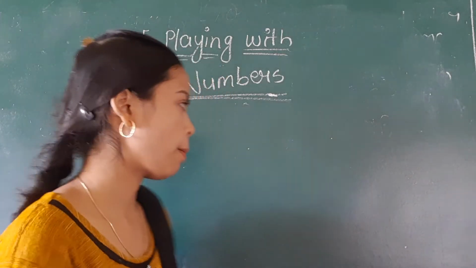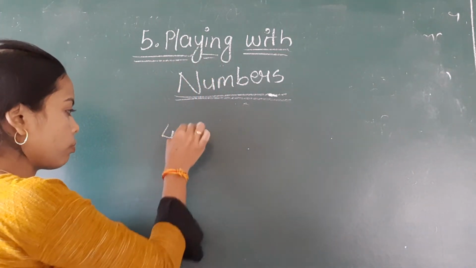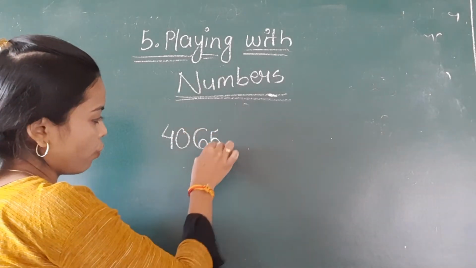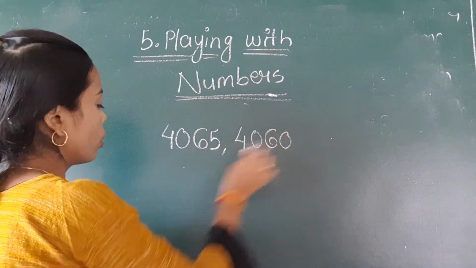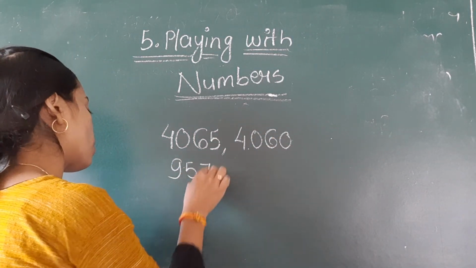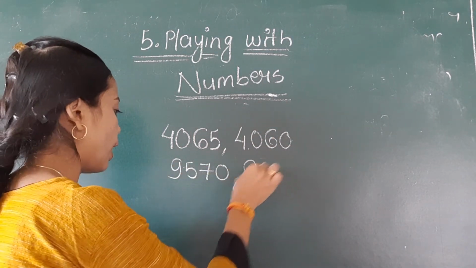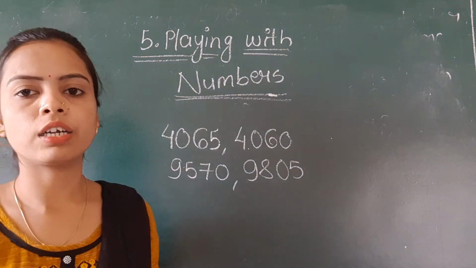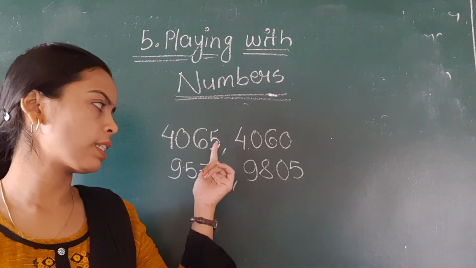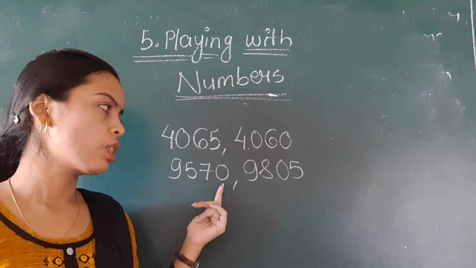Just like the examples are 4065, 9570, 9805. All these numbers are divisible by 5 as the ending digits are 5 or 0.